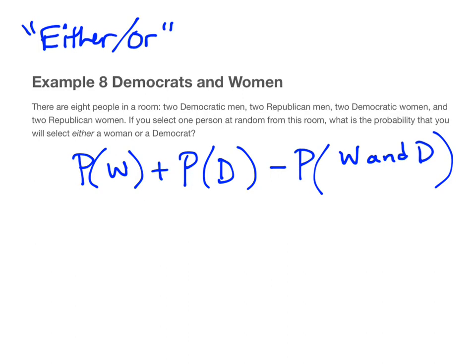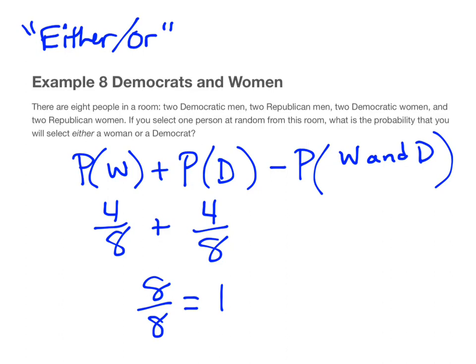The probability of choosing a woman: we have 2 Democratic women and 2 Republican women, and there are 8 people total, so 4 out of 8. The probability of choosing a Democrat: we have 2 Democratic men and 2 Democratic women, so that's also 4 out of 8. But if we just added this, notice this is a good clue that something's not quite right. If you stopped there, you would get a probability of 8 out of 8, which is 1, meaning it's absolutely certain that you would get a Democratic woman when you choose a person at random. We know that's not the case because there are some other options.